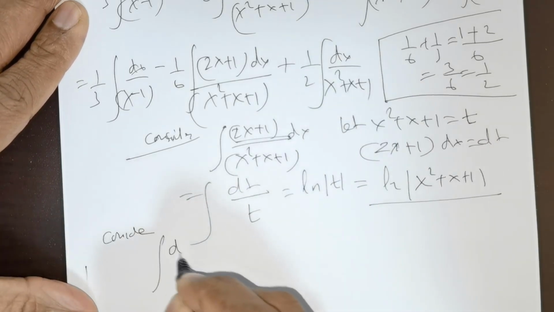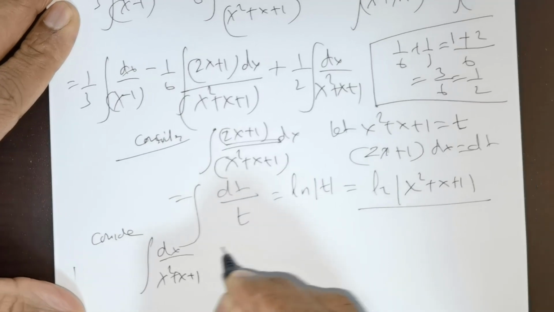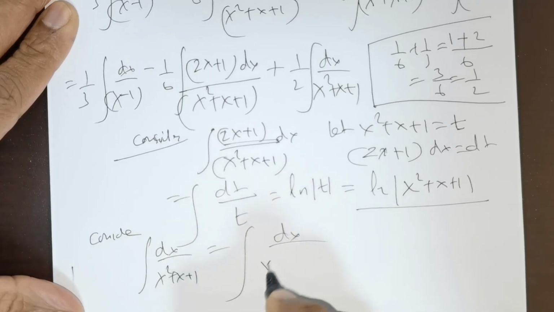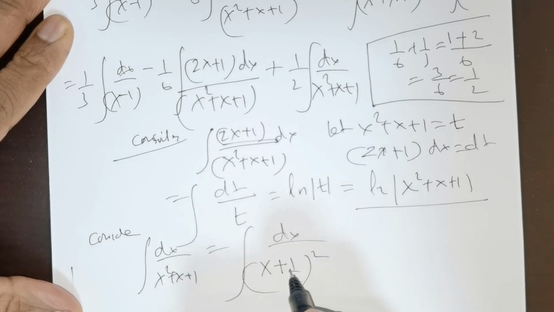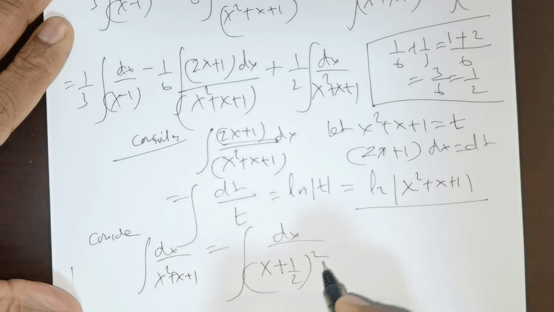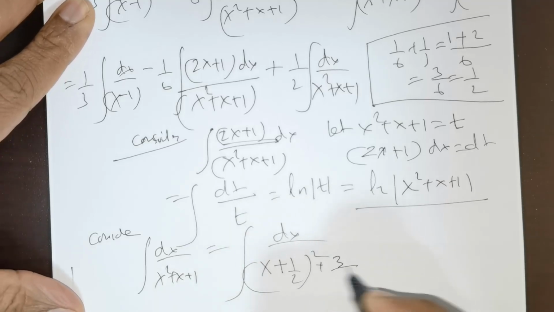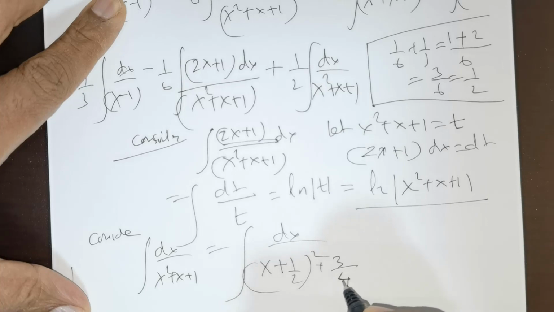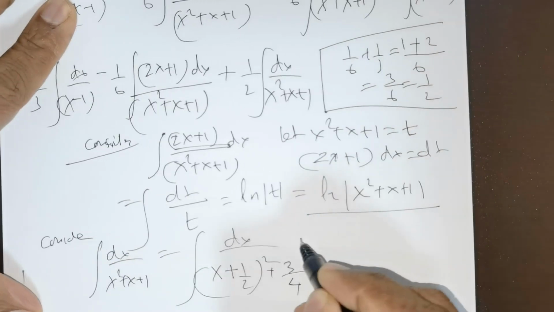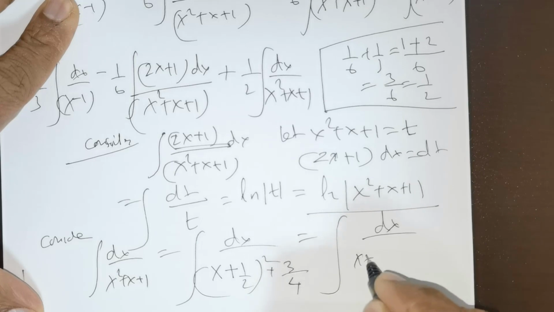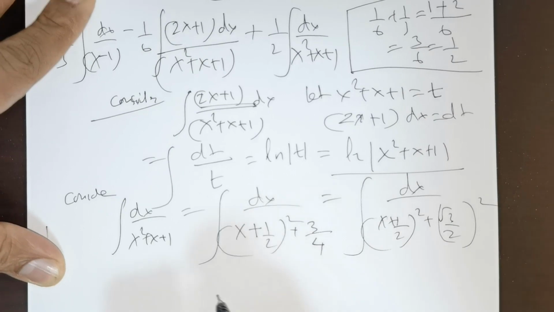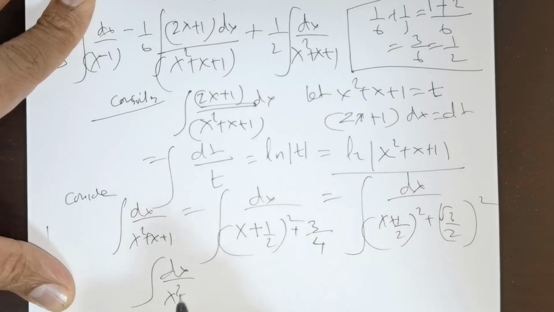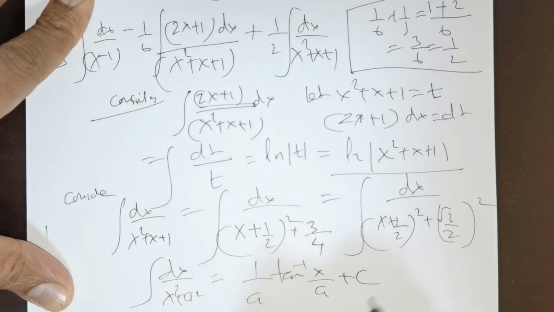Now let me consider this one: integral dx over x² + x + 1. I want to rewrite this as integral dx over (x + 1/2) whole squared. You expand this, you get x² + 2 times x times 1/2, which is x, and you have 1/4. But if I add 3/4, 1/4 added with 3/4 will give me 1. This can be further rewritten as dx over (x + 1/2) whole squared + (root 3 over 2) whole squared. This is similar to integral dx over x² + a², which is equal to 1 over a tan inverse of x over a + c.